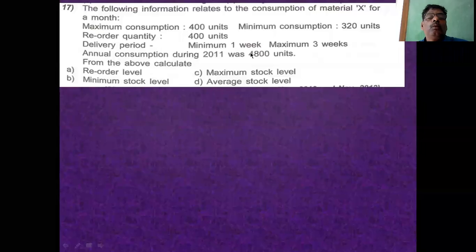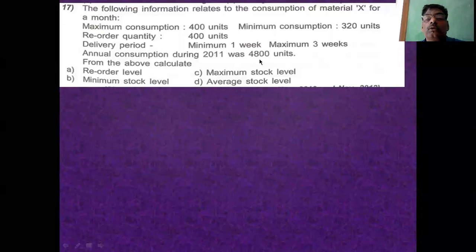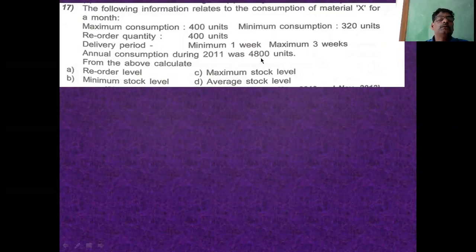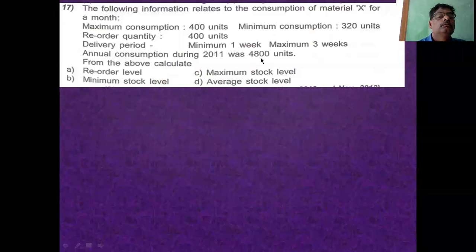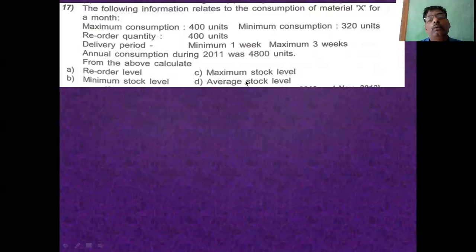Delivery period minimum 1 week, maximum 3 weeks. Annual consumption during the year is 4,800 units. From the above, you are required to calculate ROL, minimum stock level, maximum stock level, average stock level. 4 points they ask to calculate.